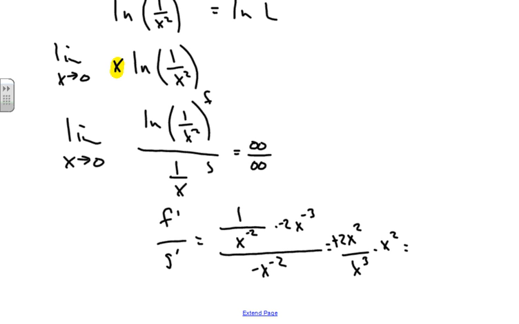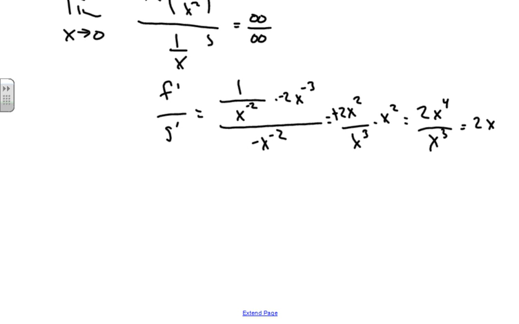All right, now as we plug this in here, we notice that we have 2 times x to the 4th over x cubed. And what we have then is 2x. From here, we simplify this expression. And now let's go back here and take our limits. So the derivative of f over the derivative of g is going to give us 2x. Now we'll take the limit as x approaches 0 for this, and we realize our limit is going to equal 0.